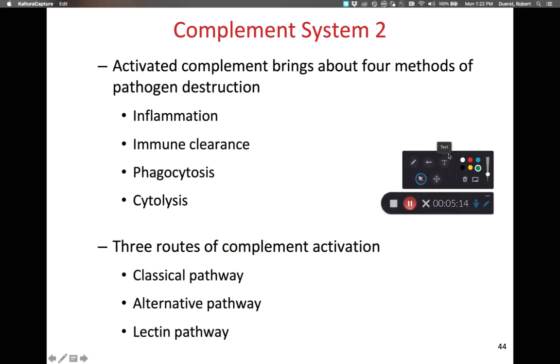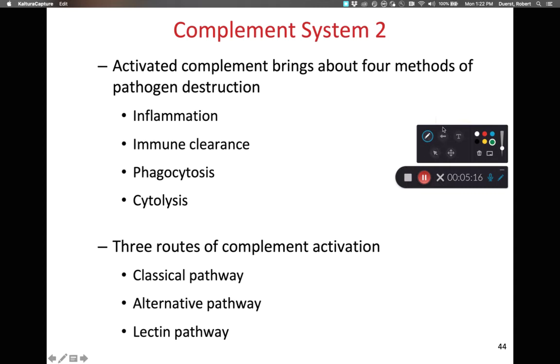As we look at the activation of our complement system, it's going to bring about 4 effects. First, we can have inflammation, immune clearance, phagocytosis, and cytolysis. These are 4 different ways that we can focus on destroying the pathogen. And there are 3 ways to activate the complement system to give us these 4 different effects. We have the classical pathway, the alternative pathway, and the lectin pathway.